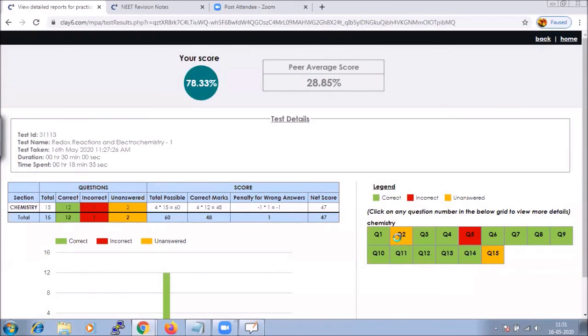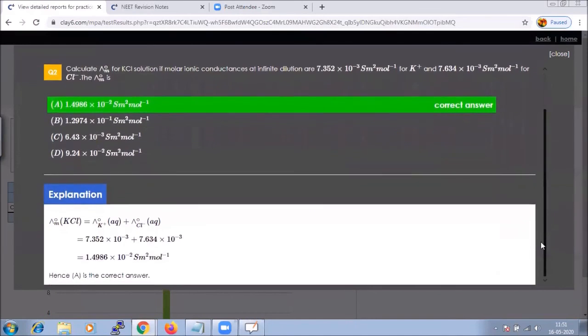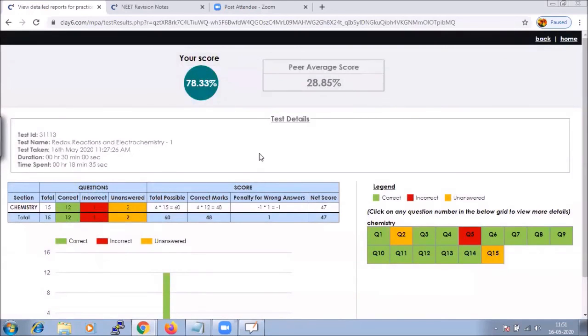And if you click on the question, it will give you the right answer as well as the explanation for that particular answer. So it will be very easy to find out the answer if we have gone wrong, and we can take the same test n number of times until all the questions are correct.